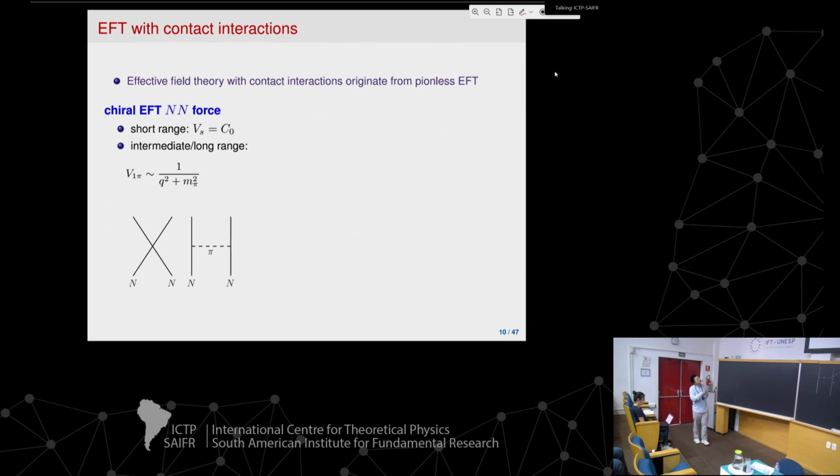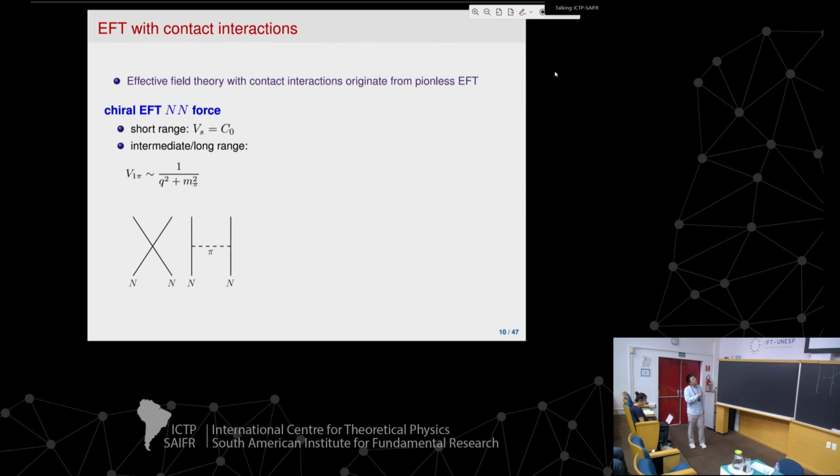And so this is a theory called the pionless effective field theory. So it can be used to describe systems with very light nuclei. And we know that for very light nuclei, the binding energies or the typical momentum in the system is lower than the pion mass.